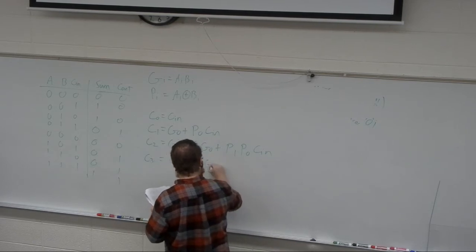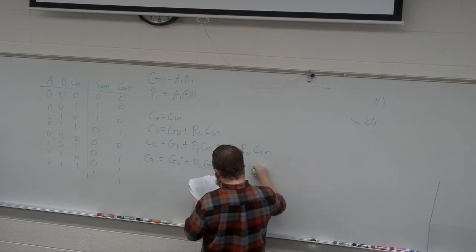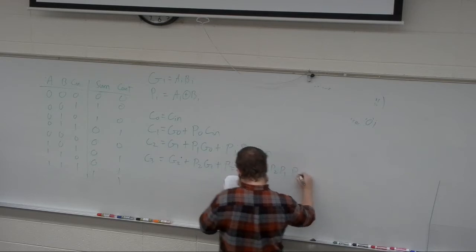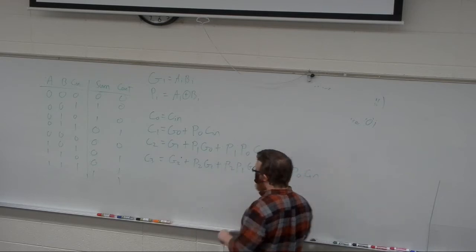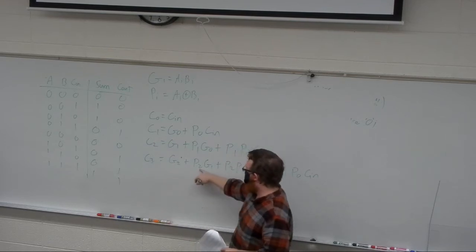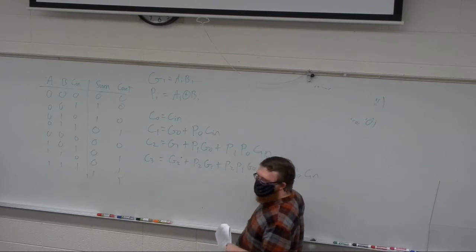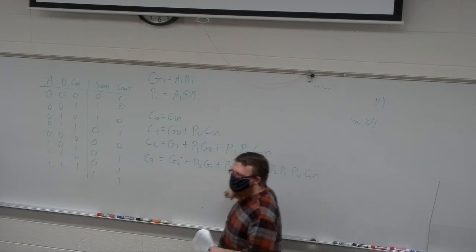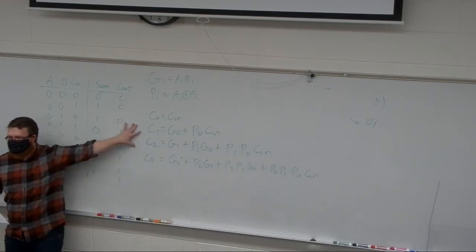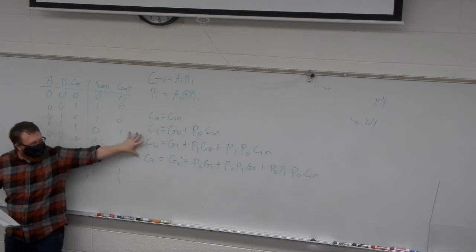P2, G1, or P2, P1, P0, or P2, P1, P0, Cn. Right? Now on to the next state. It can generate. The previous one could propagate with a generate, or two propagates and generate, right? So this is starting to get some complex math, but it's just repetitive. There's nothing, well, I shouldn't even say complicated, right? It's just a lot to it.